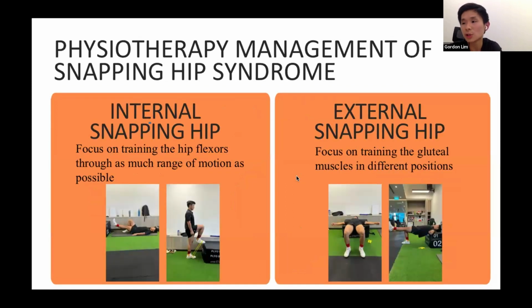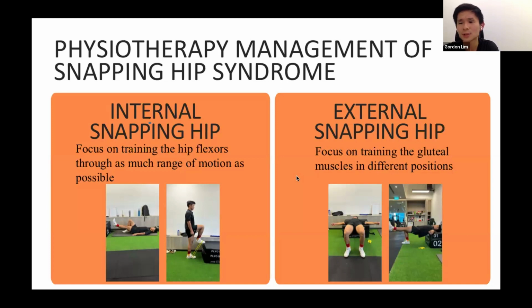Regarding physiotherapy treatments for snapping hip syndrome, we can deal with internal snapping hip and external snapping hip slightly differently. For internal snapping hip, our focus will be on training the hip flexors through as much range of motion as possible. We have two examples here, supine straight leg raise as well as standing hip flexion with resistance band.